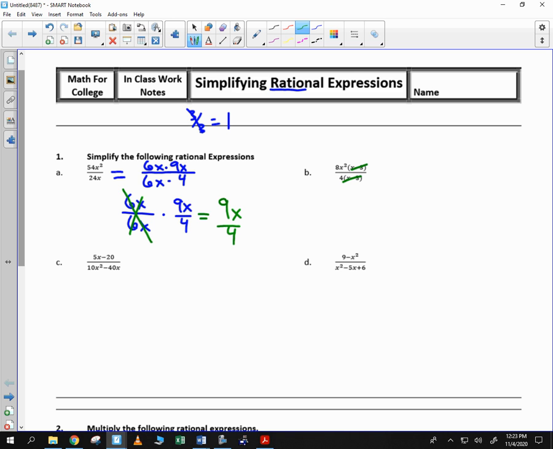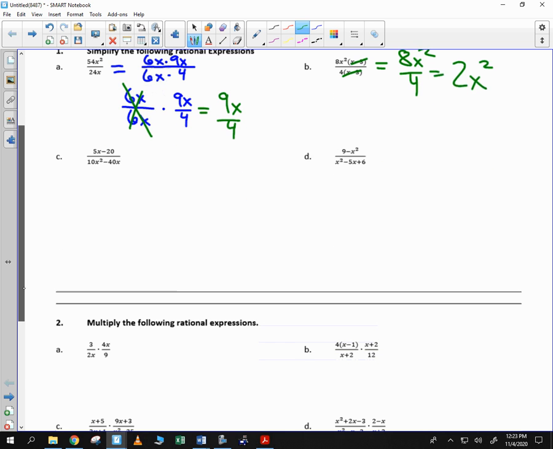So when it's written in factored form, you can cancel it. The x minus 3's, I can cancel those because it's written in factored form. So I get 8x squared over 4. That is 2x squared.